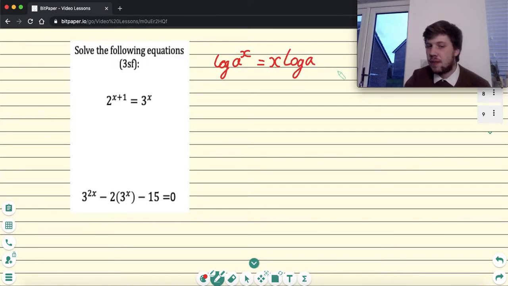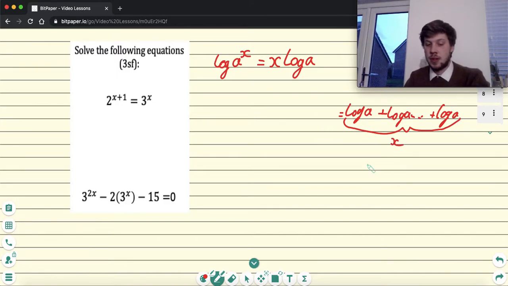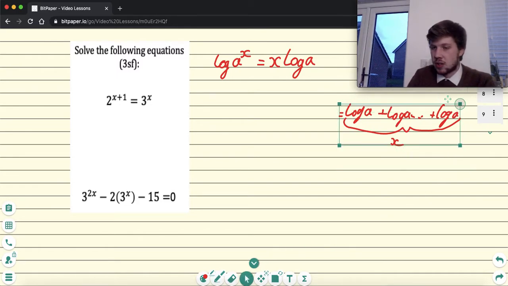The reason for that was because log of a to the x is the same as log of a, add log of a, add log of a, repeated x amount of times. And we know that repeated addition is the same as multiplication. Okay, so today I'm just going to focus on these equations here.